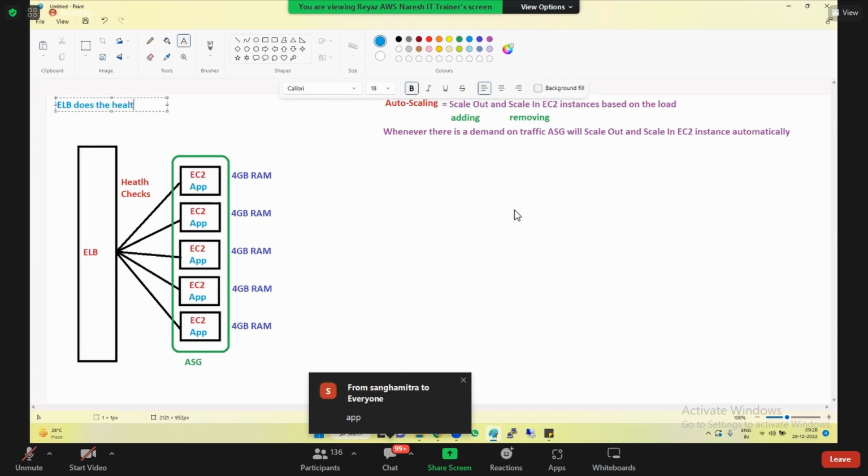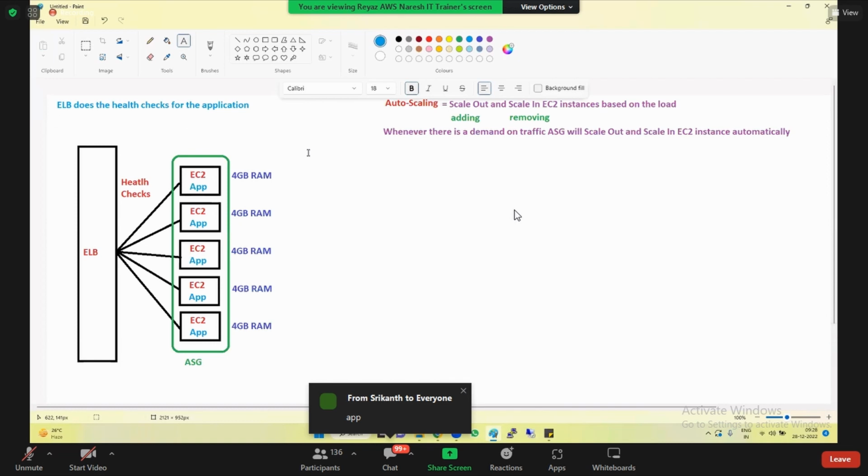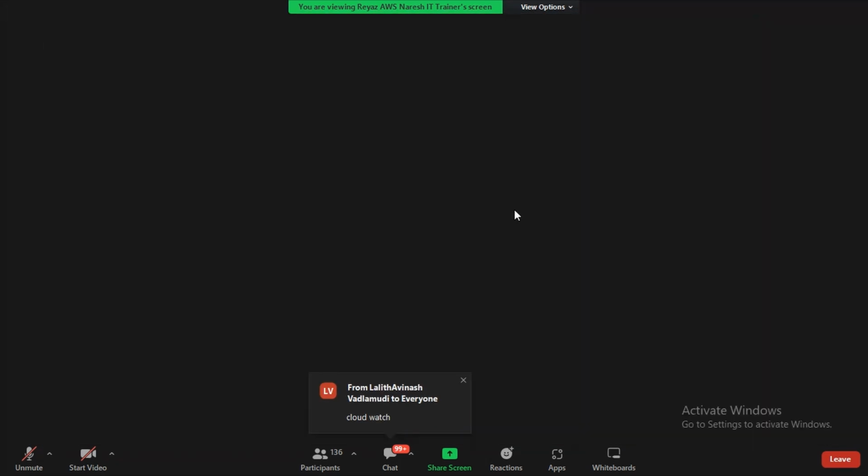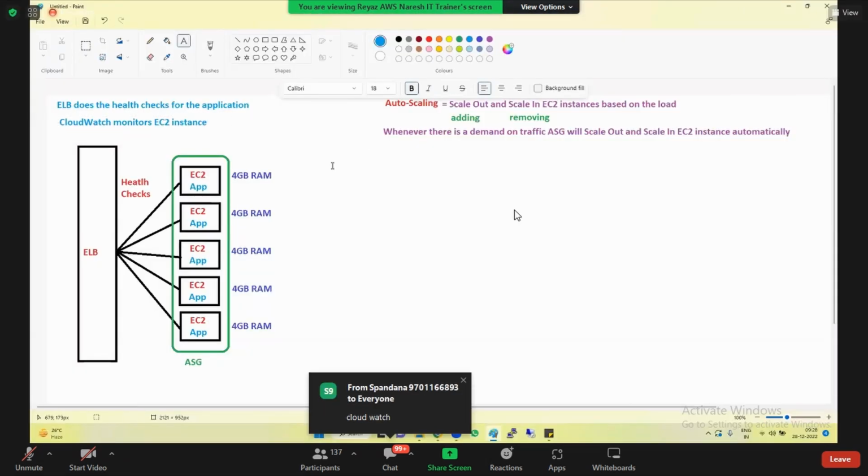ELB does the health checks for the application. Remember, I told you who will do the monitoring for the EC2 instance? Which service is that? CloudWatch. Very good. CloudWatch monitors the EC2 instance. Remember the difference.